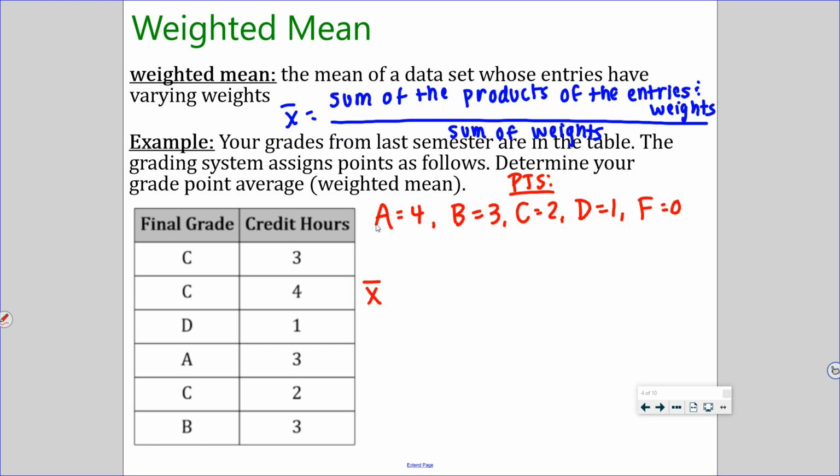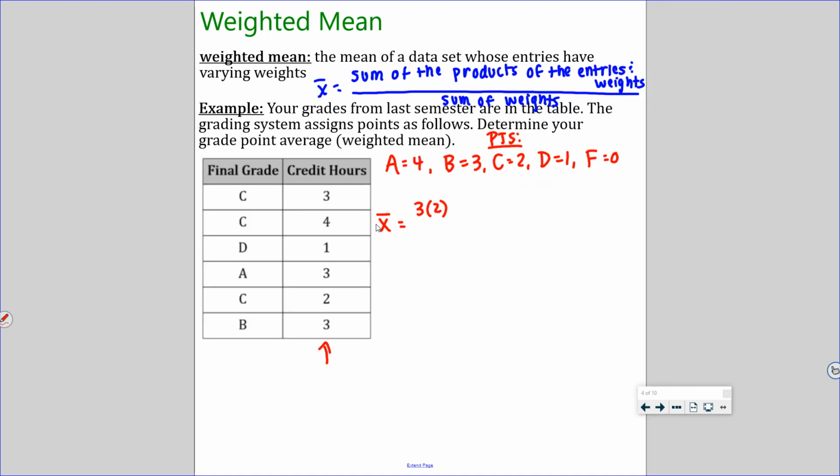So let's just kind of go row by row here. So for these 3 credit hours, I got a C, so I would get 2 points for those 3 credit hours. So there's my product of, you can consider these your entries. Okay, I'll explain in a second. So for this one, 3 credit hours at 2 points for those. And we got to sum up all of these.